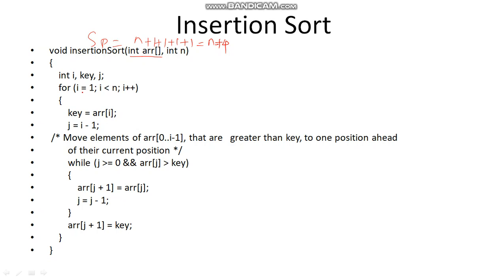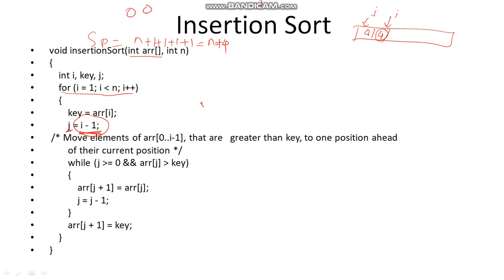For time complexity, this is a for loop. It executes for i equal to 1 to n. i equal to 1 means it wants to compare the first element with the 0th element. Then j is equal to i minus 1. If this is the array, this is the first position, this is the second position. i is considered at the second position and j will be pointing to i minus 1, so j will be pointing here.